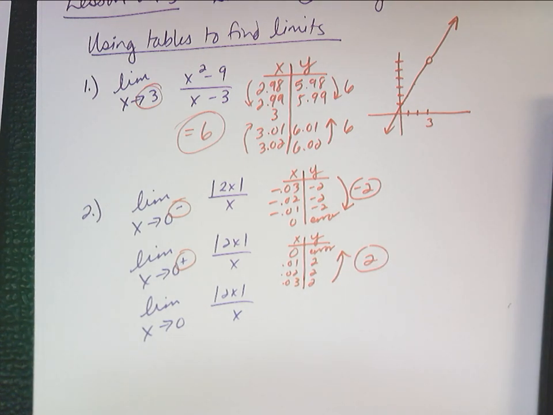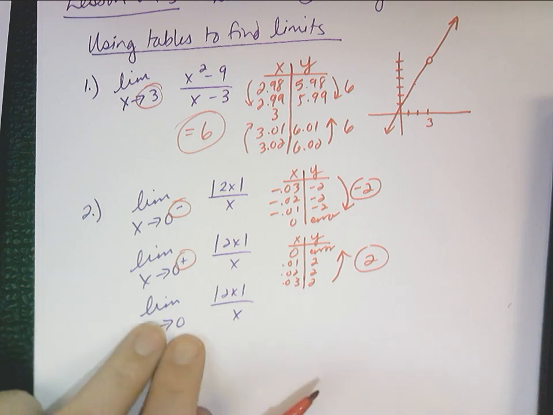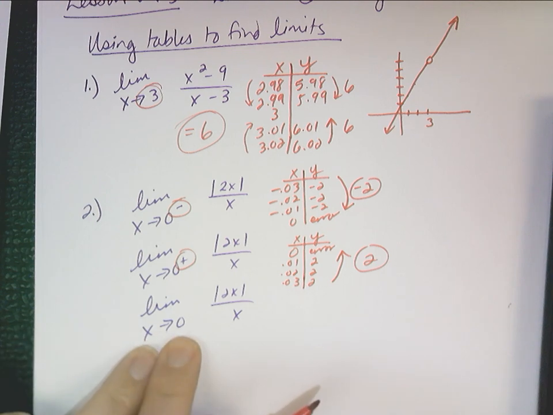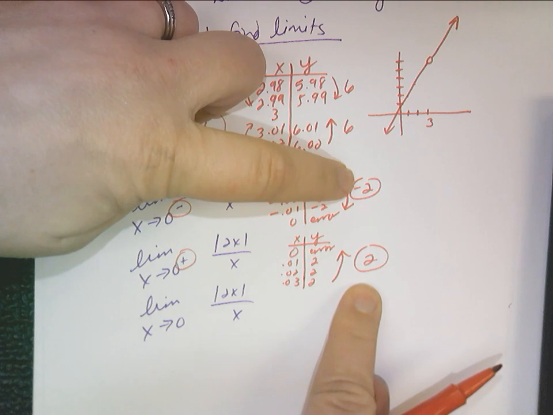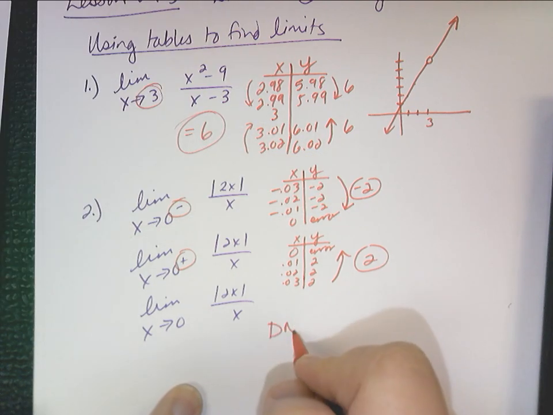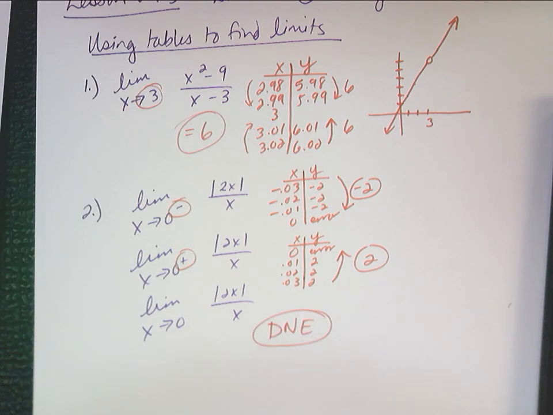It's a 2. But if I don't have a sign here, you're going to put what? DNE. Why? Because those aren't the same. Do you understand that difference in your head? This is really important. You can have a left-handed limit, negative 2. You can have a right-handed limit, positive 2. But if I don't put a little sign there, the limit doesn't exist then.